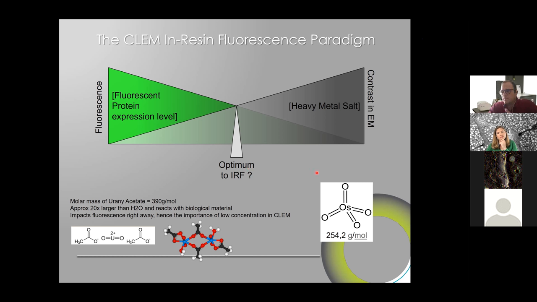So that's one thing. And the second thing is also the size of the molecules we're using. Osmium or uranyl acetate are very large molecules. And so they also tend to be quite bulky within the protein, so that they quickly prevent any vibrations and things like that, in addition to the chemical reaction they do when they attach to the molecules.